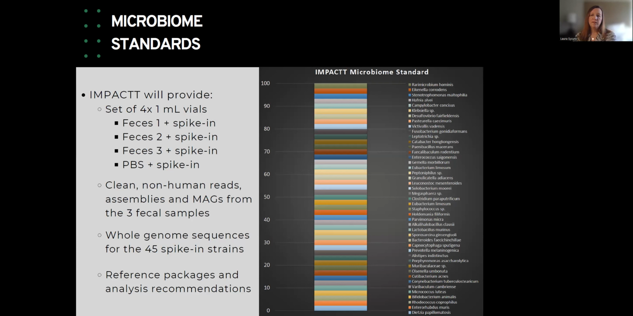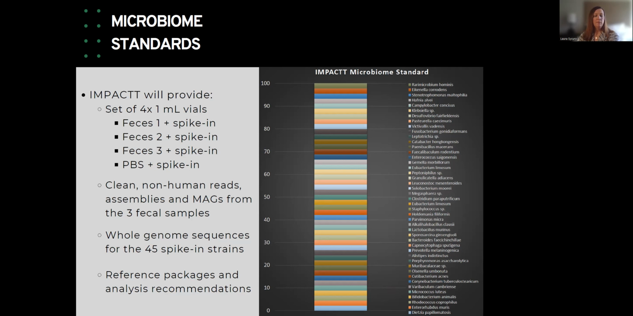So this is what the standard community would look like if it is perfectly evenly distributed in our experiments. This is what it would look like. These are provisional species assignments that are based on short 16S Sanger sequences at this point. So when we get the whole genomes, we'll be revising the species content.